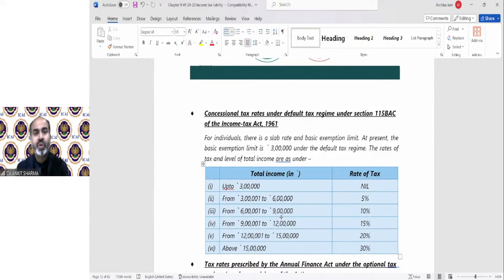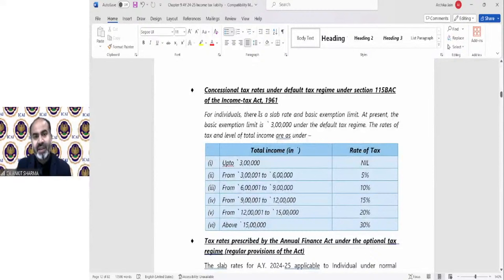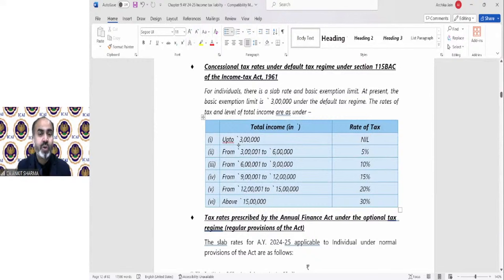It does not matter whether you are a senior citizen or not. Clear? So, for an individual, there is a slab rate and basic exemption limit. At present, the basic exemption limit is 3 lakh under the default tax regime. That must have been discussed with you in chapter number 1 also. So I have asked you to please go through the chapter 1 provisions.